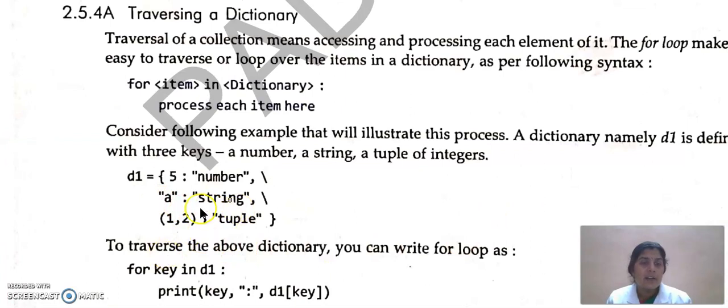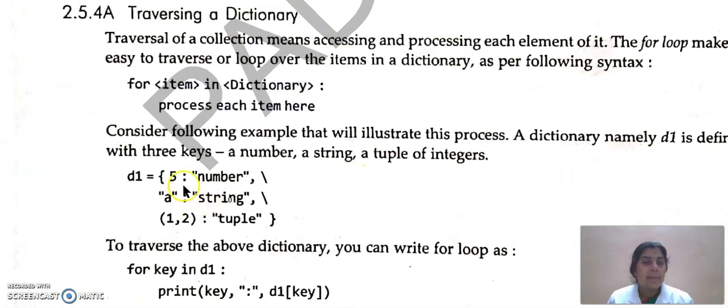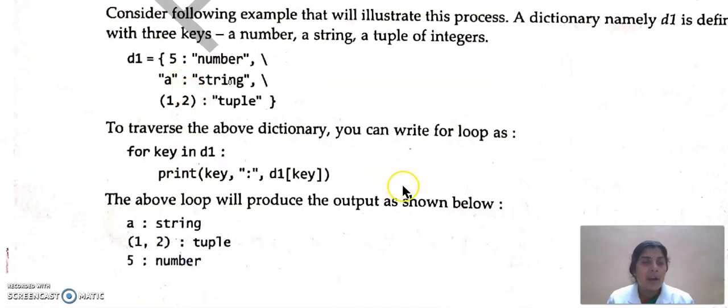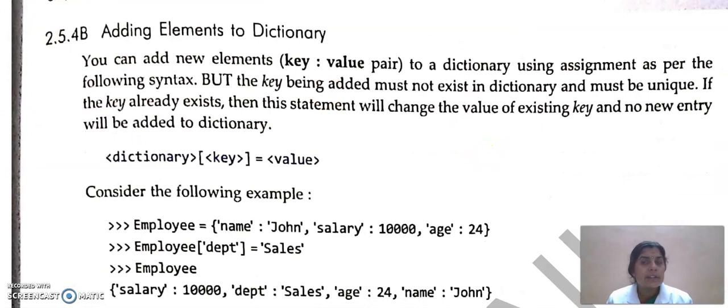A string, 5, number 1, 2, tuple. So by using a for loop, we can access the dictionary. By using "key in D1", that means each key is extracted from D1, and we print key comma D1 of key. Key is the key which is supplied by us: 5, A, 1, 2 and so on. Then, adding elements to a dictionary. We already said a dictionary is mutable.